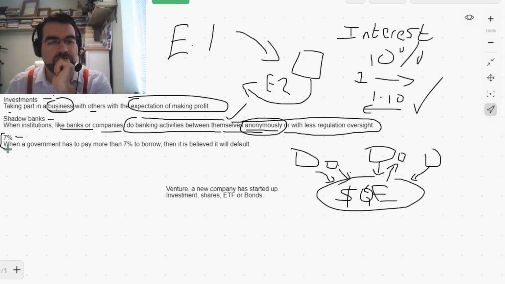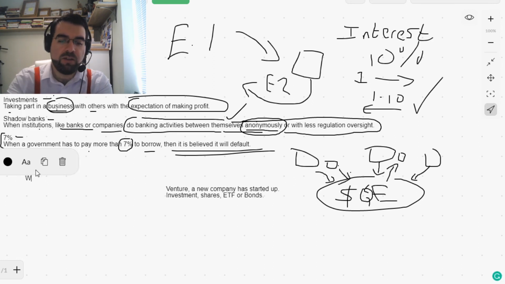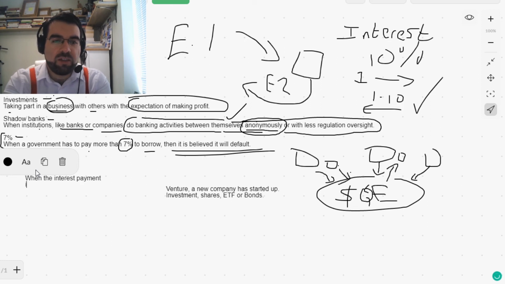And 7%. When a government has to pay more than 7% to borrow, then it is believed it will default. So, when the interest payment is greater than 7% of GDP. Oh, no. When the interest payment has a 7% cost, then the debt can snowball out of control.